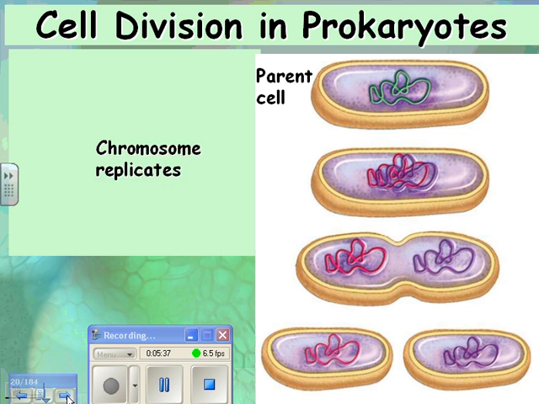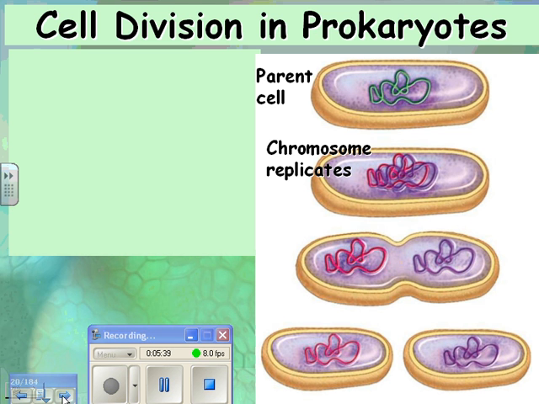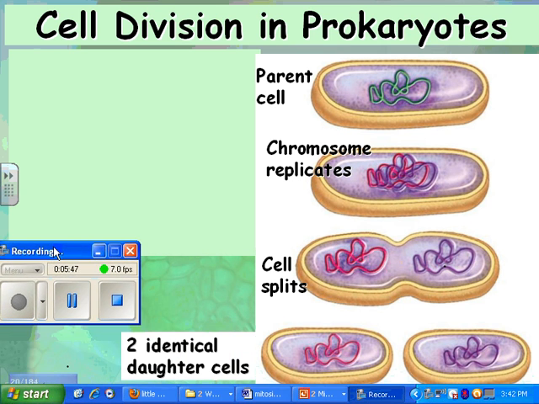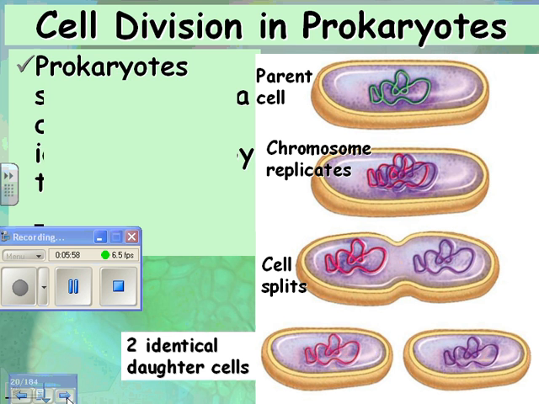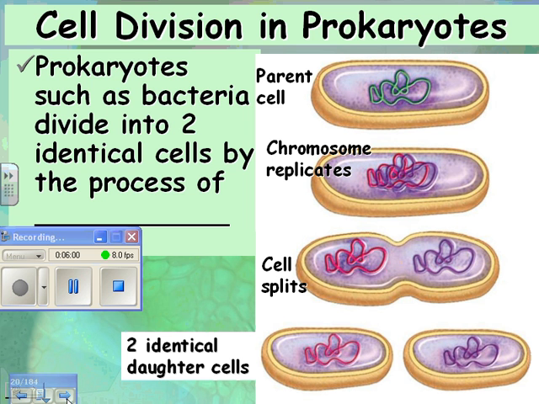There's the parent cell, and the chromosome replicates here. And if this isn't in your notes, I think you might have to write this part in. Then the cell splits, and you are all done. So here's the idea. You end up with two identical daughter cells. Unless there was a mutation when it was replicating its DNA, this should be identical to this one as far as the DNA is concerned. So prokaryotes, such as bacteria, divide into two identical cells by the process called binary fission.